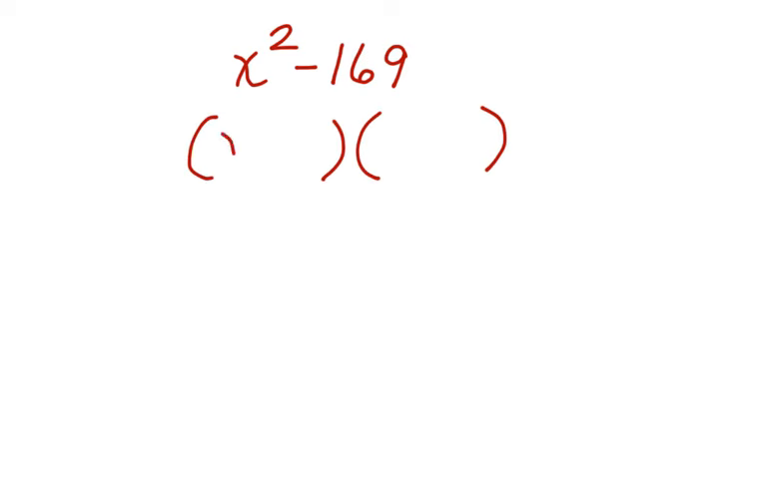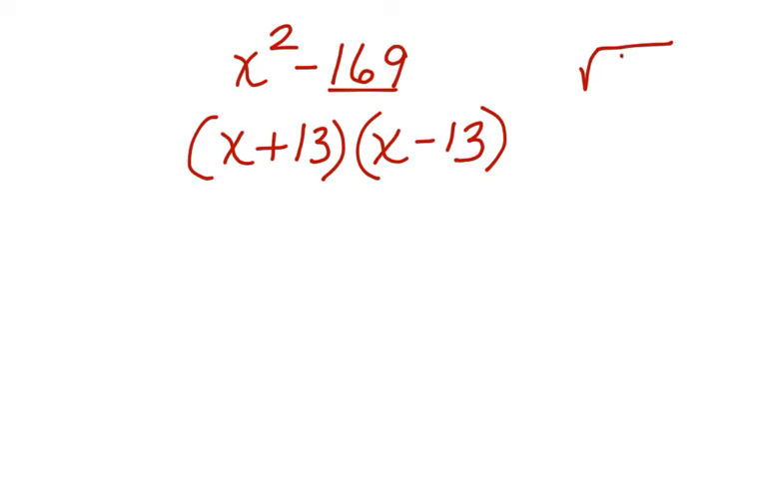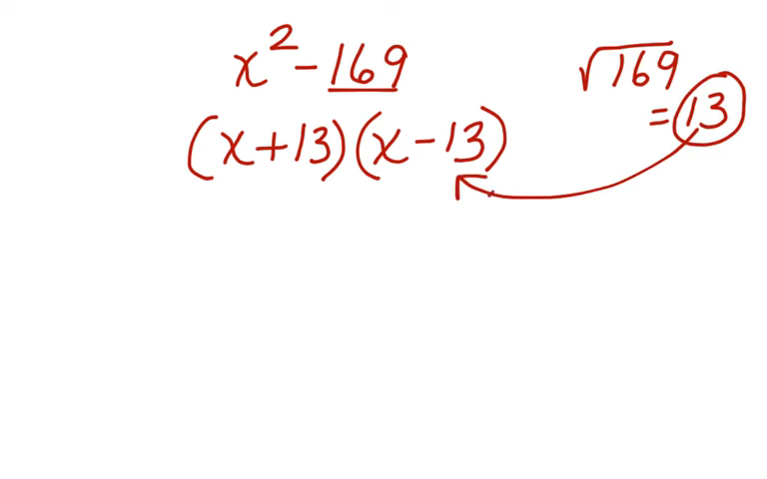Let's say I have x squared minus 169. I factor into two binomials, x times x, plus 13 and minus 13. One way you could think of it is, if you take the square root of this number, it equals 13, it will give you the two values that go into the binomials. Now you've been able to use special products to factor.